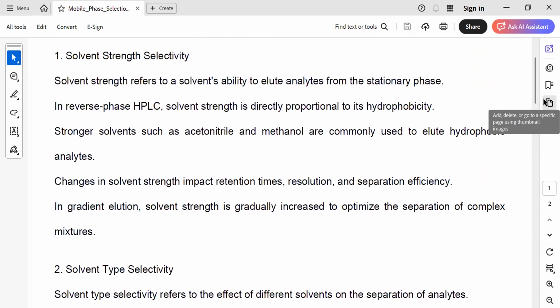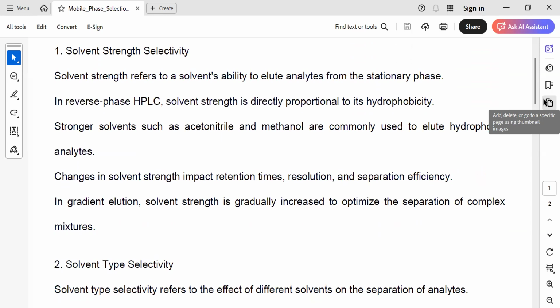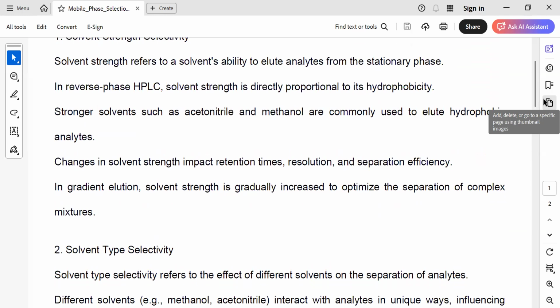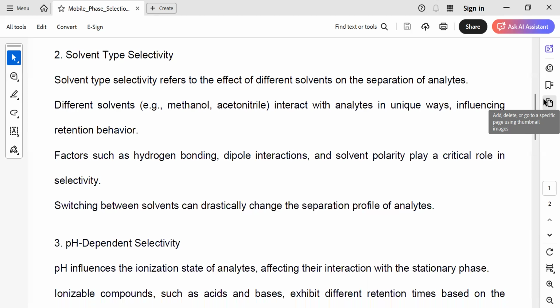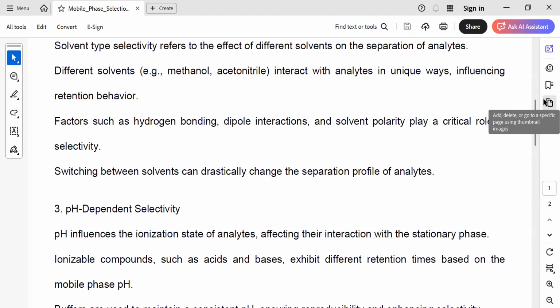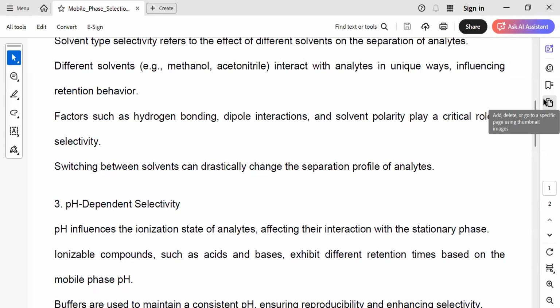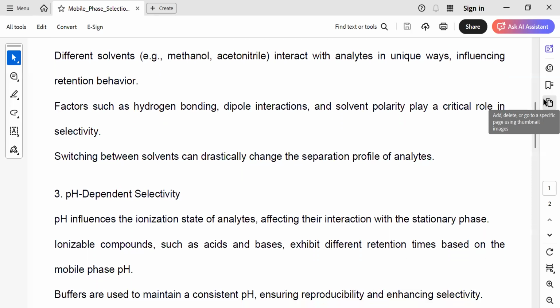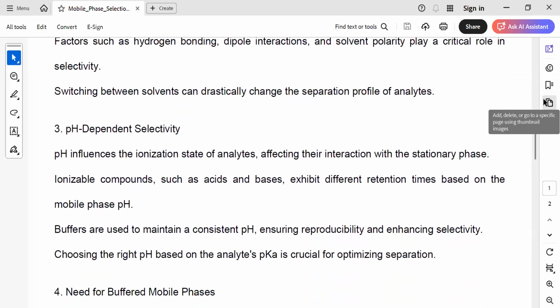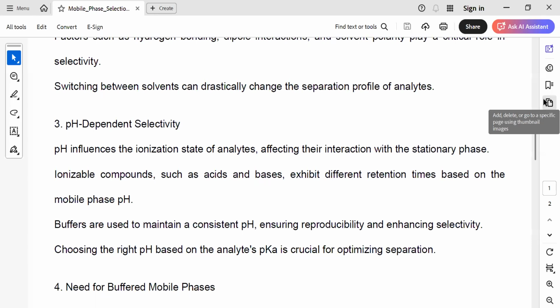What have we seen? We have seen the solvent strength selectivity, which is directly proportional to the hydrophobicity. Stronger solvent examples are acetonitrile and methanol. Now in solvent type selectivity, we check the effects of the different solvents on the separation of analytes. This is how they interact in unique ways, influencing the retention behavior. What are the factors which influence this solvent type selectivity? Hydrogen bonding, dipole interactions, and solvent polarity play a critical role in the selectivity. So switching between the solvents can drastically change the separation profile of the analytes.